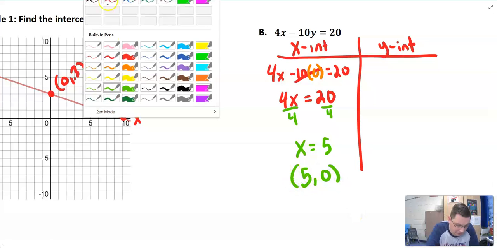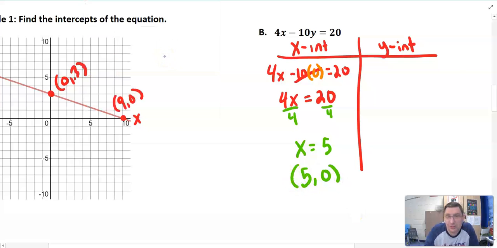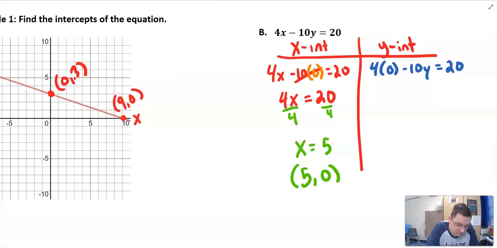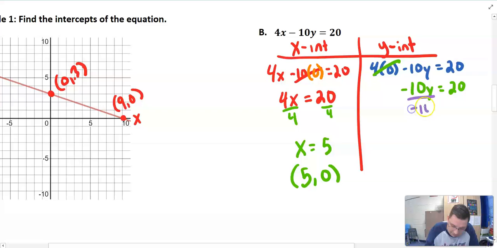And for the y-intercept, we'll repeat the process. Except, instead of putting the 0 in for y, now I'm going to put the 0 in for what? The x. And so I'm going to get 4 times 0 minus 10 times y is equal to 20. This is 0, so I'm going to be left with negative 10y being equal to 20. I can divide both sides by that negative 10. And so y is equal to negative 2, meaning that my y-intercept is at (0, -2).